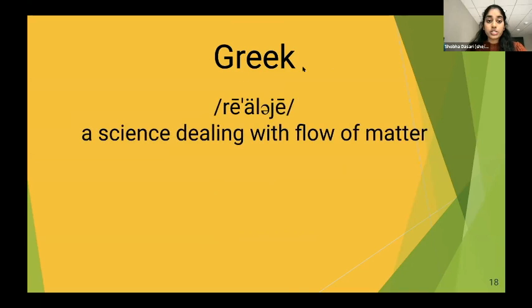Great. Then another example, this word is Greek, and the word is rheology, a science dealing with the flow of matter. So any guesses for this one? Can you please repeat the word? The word is rheology.